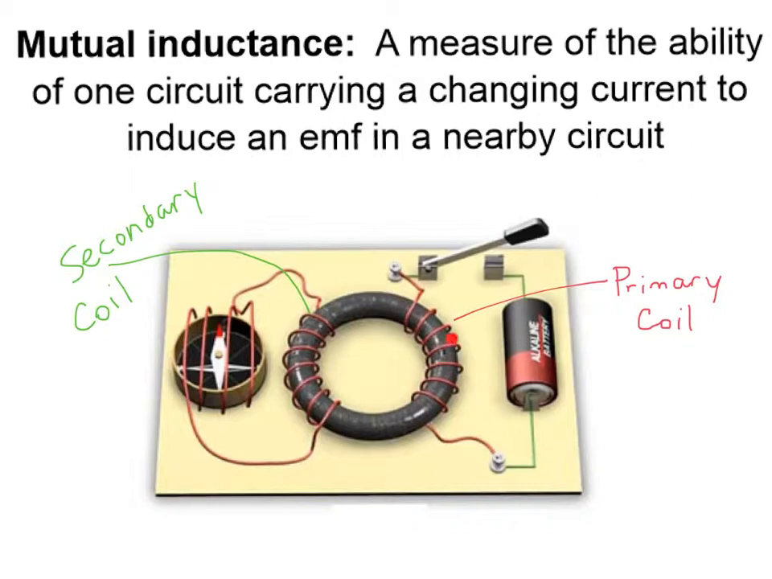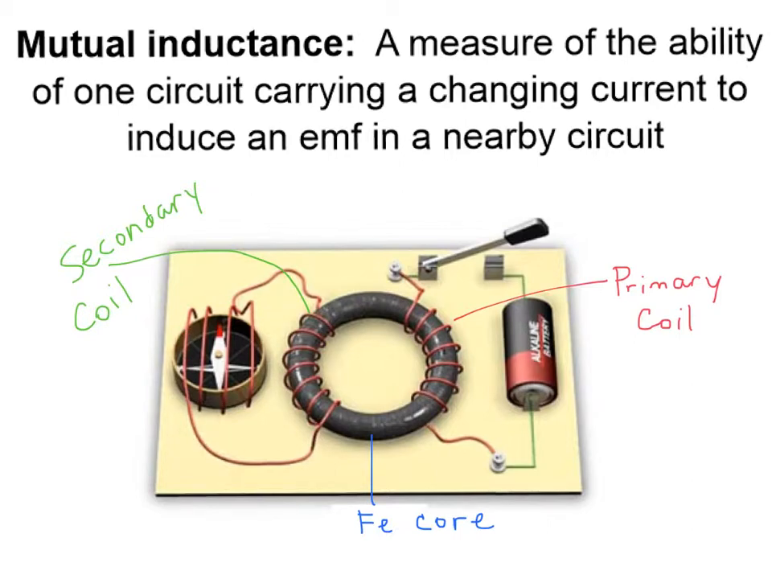When current is running through this circuit, the primary coil is producing a magnetic field. This is an iron core. I didn't write that down. The magnetic field that is produced by this primary coil then induces a current in the secondary coil. This is just representing a meter that is measuring the voltage, the EMF, through this secondary coil.